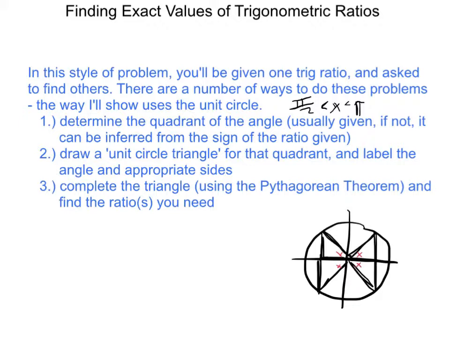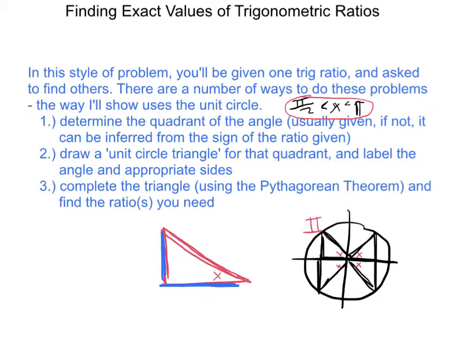So, for instance, if they said your angle is going to be between pi over 2 and pi, that would tell me that I would draw that triangle, because that's what the second quadrant triangle is supposed to look like. I would put my angle x right there, and then I can label the appropriate sides. If they gave me sine, I could write down what the opposite and hypotenuse sides are. If they gave me tangent, I could write down what the opposite and adjacent sides are. The idea is you can start to fill in that triangle.